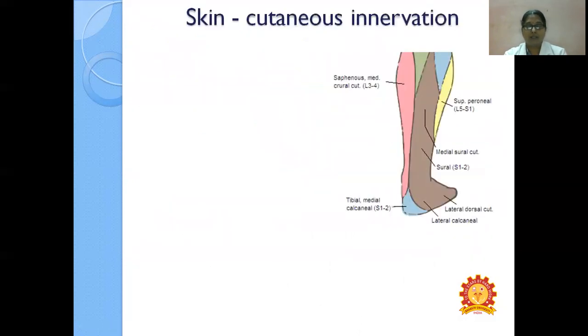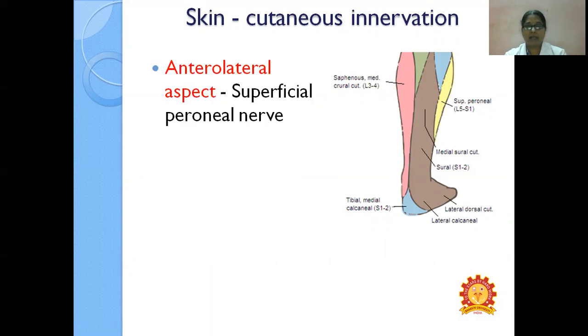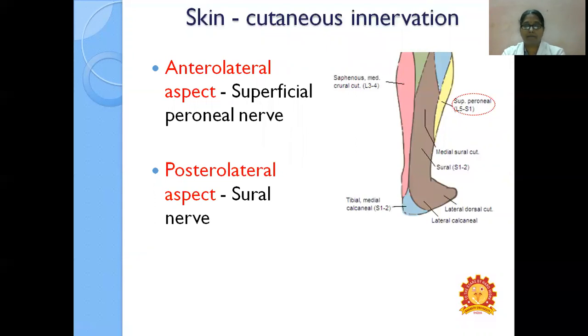So as usual, we go by layers. So first is the skin. Skin, cutaneous innervation, anterolateral aspect, it is by the superficial peroneal nerve. So what you see here, this is a superficial peroneal nerve, with the root value of L5 to S1.